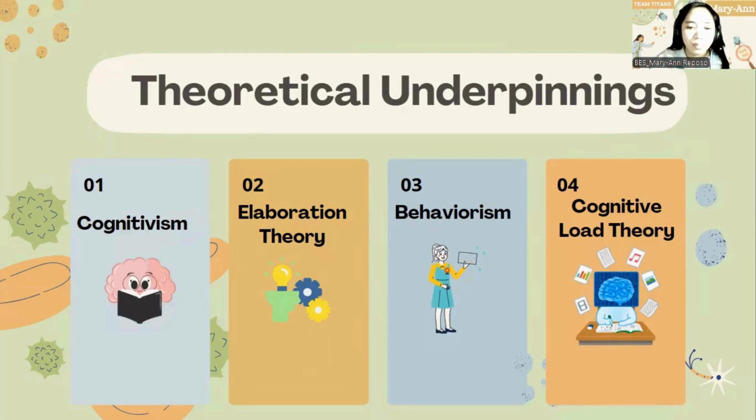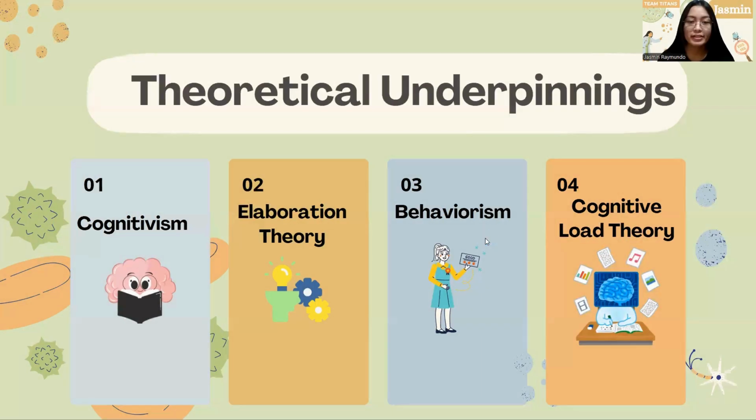Another theory that is apparent is the elaboration theory, which posits that learning shall be organized from basic to complex, which is evident in the manner that the game presents information to its player, from basic knowledge about human cells to complex topics such as cancer cell formation. Next is behaviorism. The game begins by displaying the cell cycle with a short explanation for each phase.